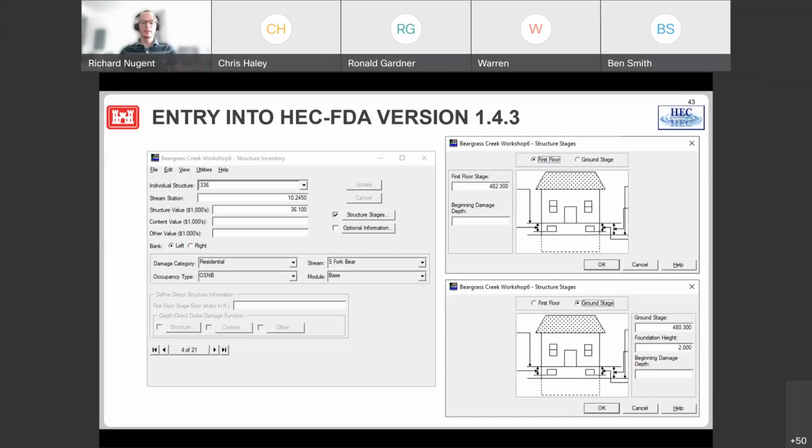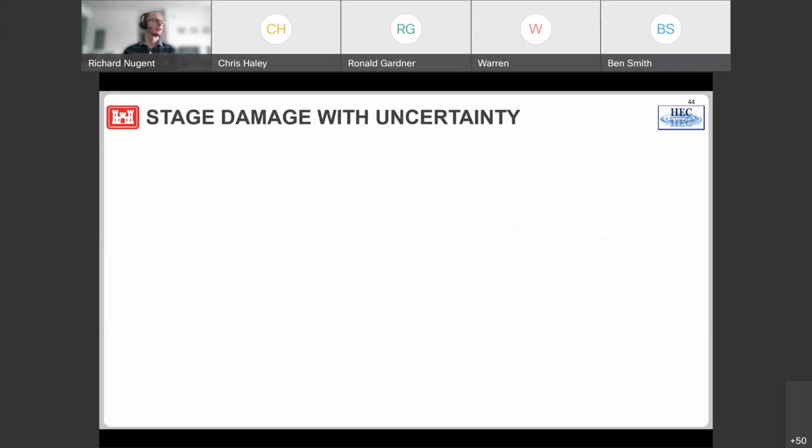And once we've done that, we aggregate that level of damage for all the depths over all the structures in a given impact area. And we do that with uncertainty. So we're sampling the structure value, we're sampling the first floor elevation, we're sampling the content to structure value ratio so that we can get a distribution of damages for a given stage.